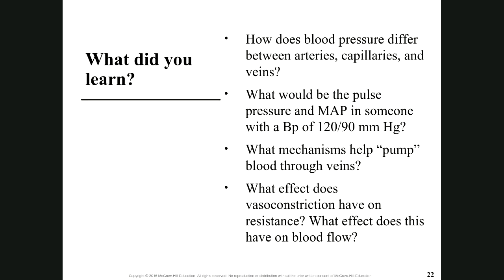In this part, you need to answer these questions: how does blood pressure differ between arteries, capillaries, and veins? What should be the pulse pressure and mean arterial pressure in someone with a blood pressure of 120/90 millimeters of mercury? What mechanism can help pump blood through our veins? And what effect does vasoconstriction have on our resistance? What effect does this have on our blood flow?